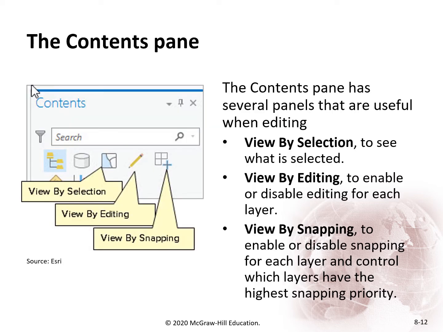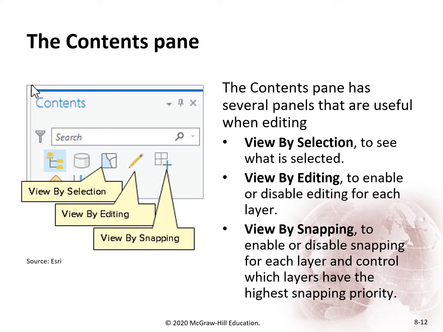In the contents pane, there are also several things that are really useful when editing. View by selection allows you to see just the things you selected. View by editing enables or disables editing for each layer. That can be useful. If there are some layers you want to edit but others you don't, you can simply deselect the ones you don't want to mess with so that you don't have to worry about inadvertently working on the wrong one. View by snapping enables or disables snapping for each layer and controls what layers have the highest snapping priority. So maybe you want to snap to a certain thing when you're making your edits. This would allow you to do that.